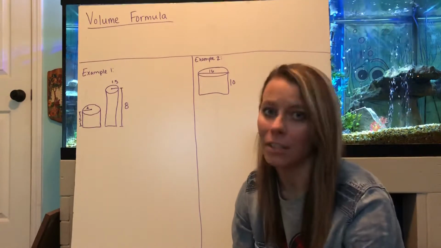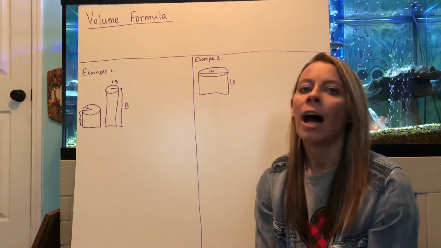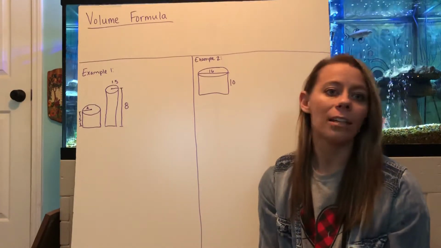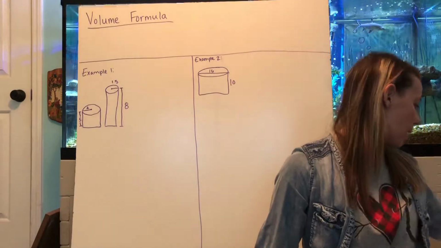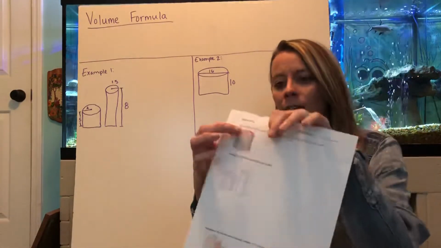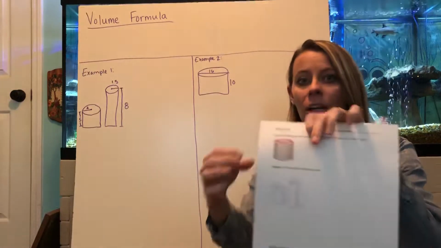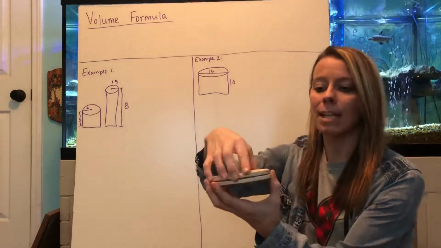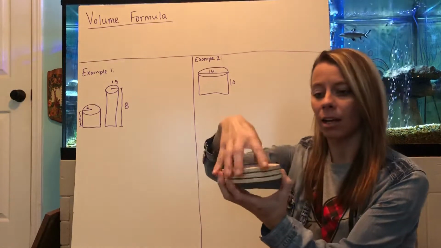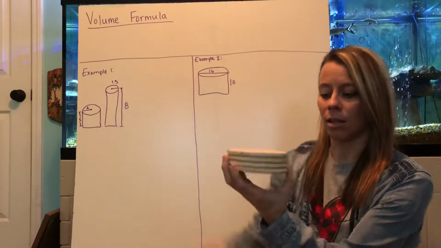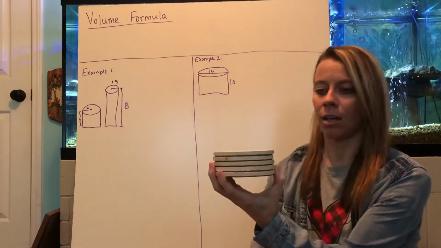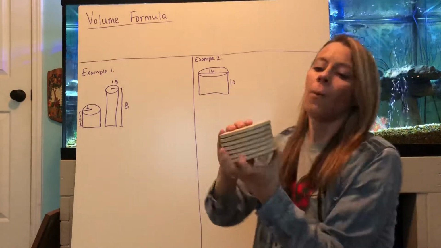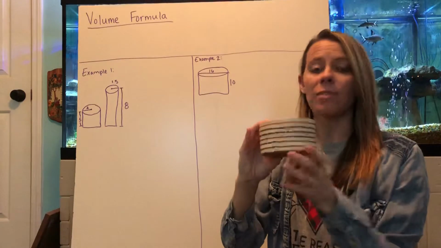So, volume of a cylinder. First, you need to know the formula. A cylinder is made up of a bunch of circles. So you might see in your notes how there are a bunch of dimes stacked up on top of each other. That's representing that if you take one circle and you keep stacking circles on top of it, you have a cylinder.